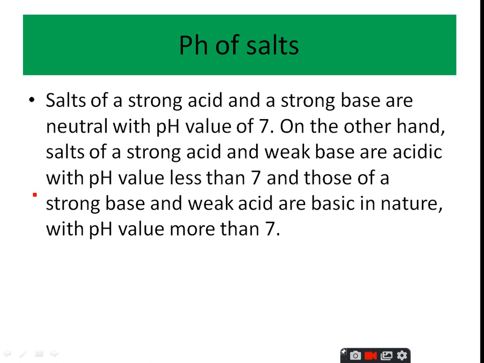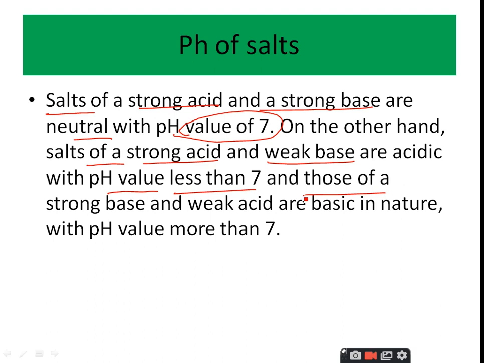Now a salt of a strong acid and a strong base is always neutral and its pH value comes to 7. On the other hand, for the salt of a strong acid and weak base, the pH value is less than 7, and those of a strong base and weak acid are basic in nature. The pH value is more than 7.